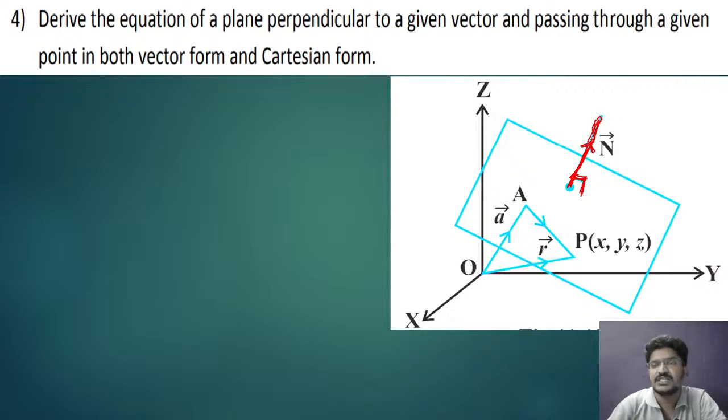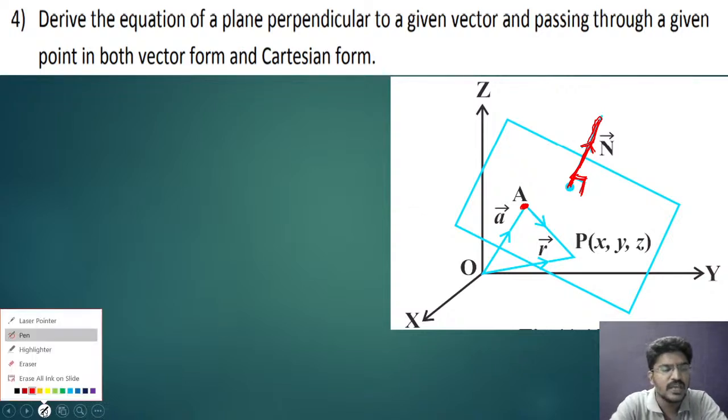See, this is the perpendicular vector to the plane and it is also passing through the given point. Here point A is given. So these two things are given. One is the perpendicular vector to the plane. Another one is the point. The plane is perpendicular to the given vector and passing through the given point. So using that we have to solve our theorem.